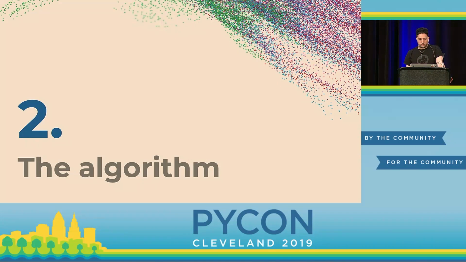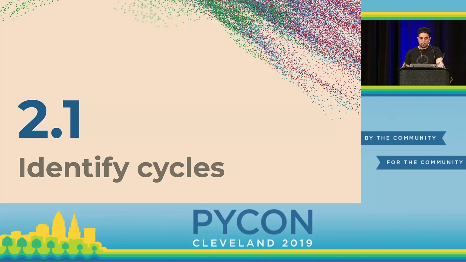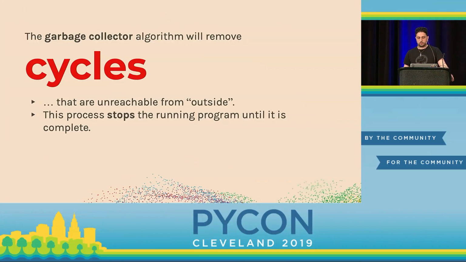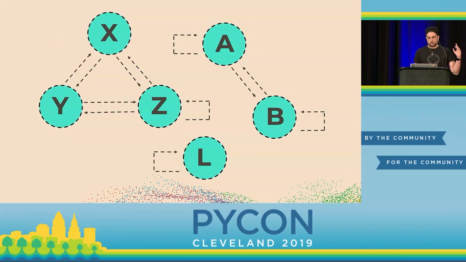So OK, let's go through the algorithm. Bear in mind, the idea is to identify cycles and remove them. So first thing, how we're going to identify the cycles. As an example, let's consider the following situation, which is this one. Let's consider these three cycles, which are separated.